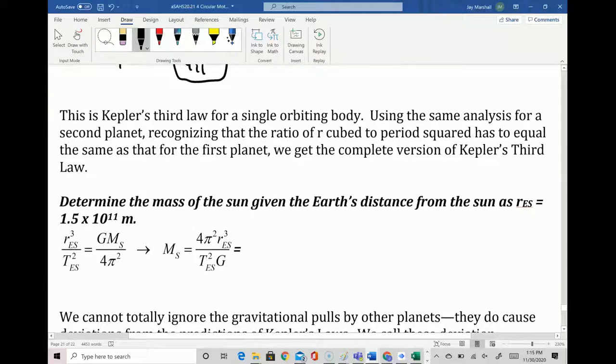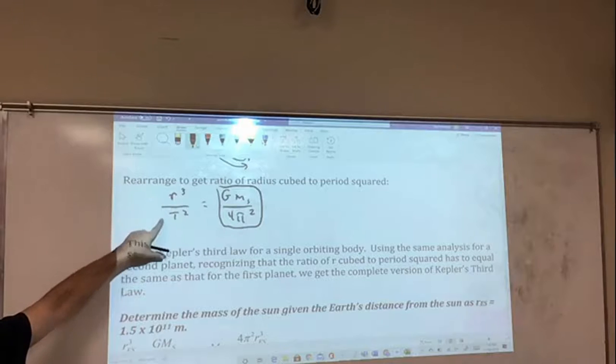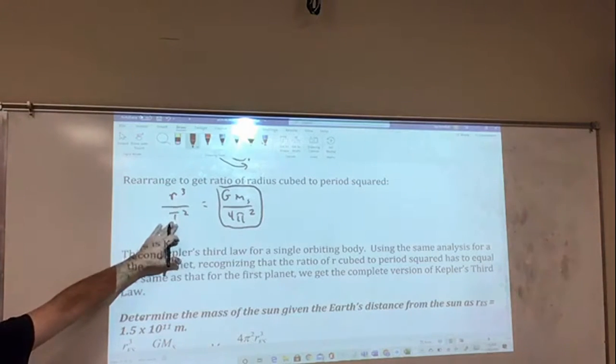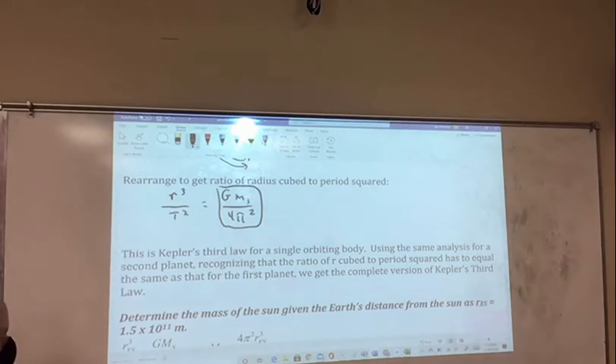Okay, so this is Kepler's third law for a single orbiting body. Using the same analysis for a second planet, recognizing that the ratio of r cubed to period squared has to equal the same as that for the first planet, we get the complete version of Kepler's third law. Okay, if I recognize this ratio has to be the same for all planets, then I can say r cubed of Mars versus its period squared is the same as r cubed of Earth versus its period squared.